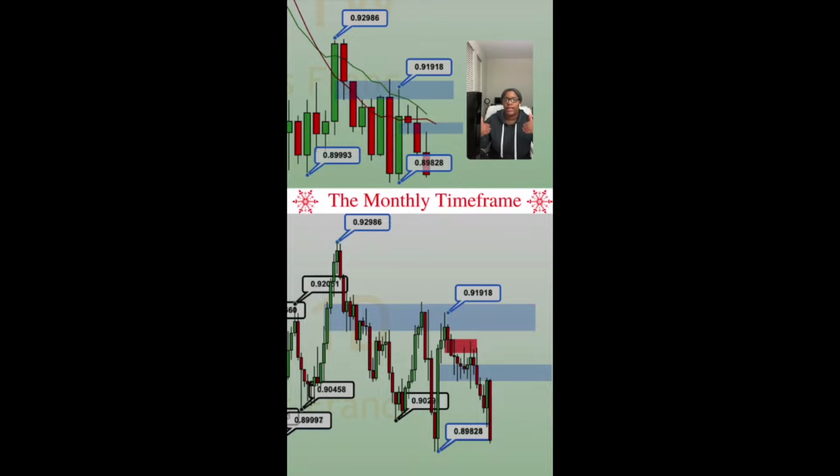Kendall, there's no Zoom. We're on Instagram and Facebook for the night, okay? There's no Zoom for this.